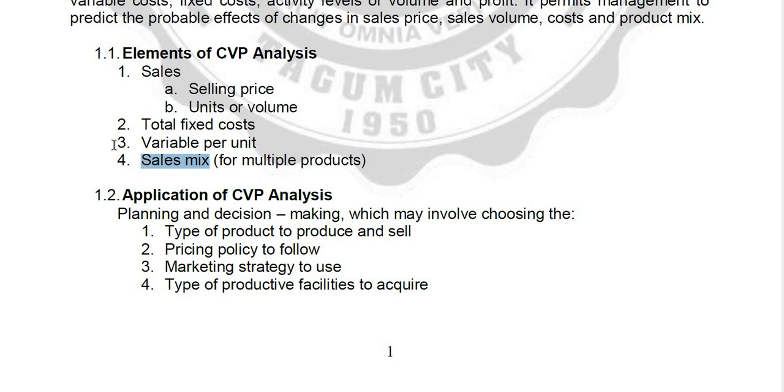Okay, so next would be the application of CVP analysis. So, saan natin pwedeng gamitin ang CVP analysis? So, first is, pwede talaga natin siyang gamitin sa planning and decision making. So, this may involve choosing the type of product to produce and sell kasi makikita mo kung ano yung product na malaki yung contribution margin, for example. So, malaki yung mako-contribute para ma-cover up ang ating fixed cost or fixed expenses.